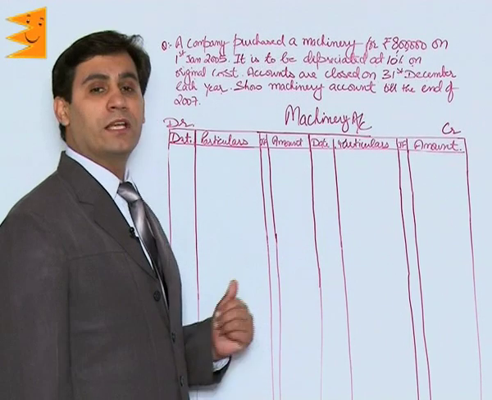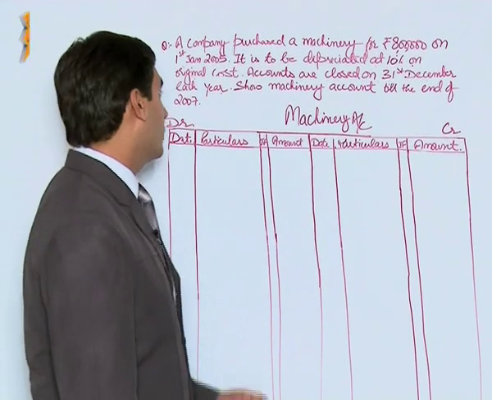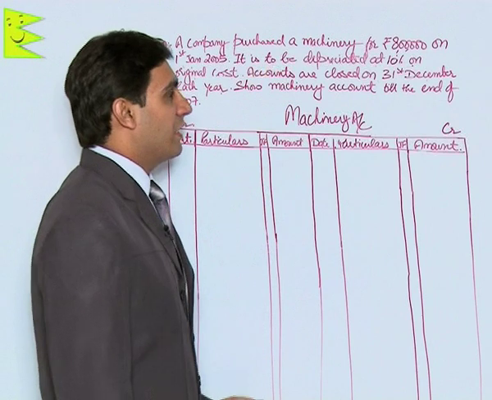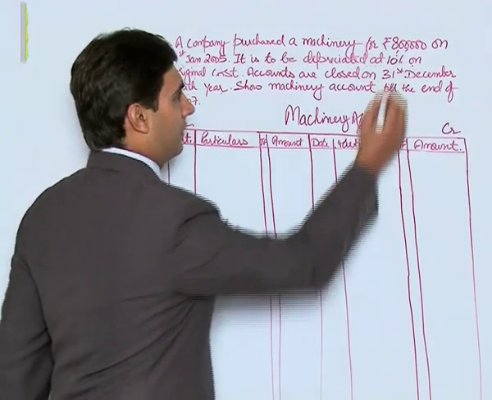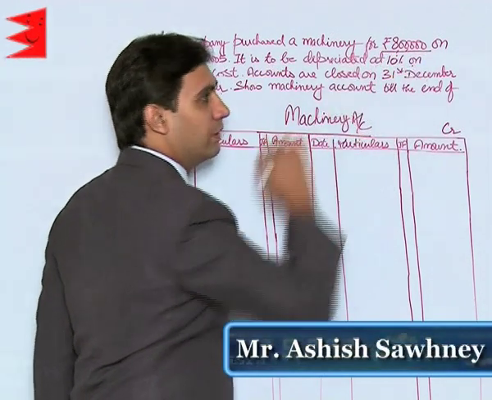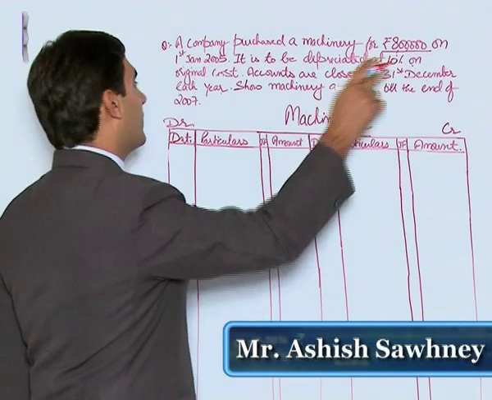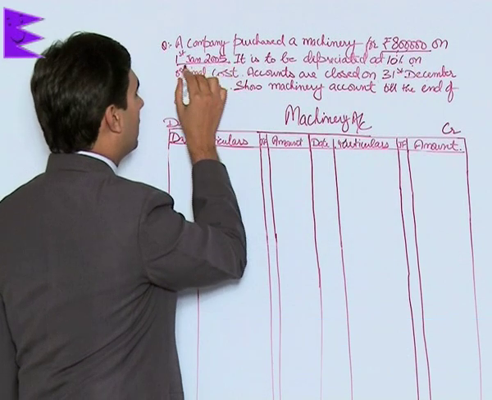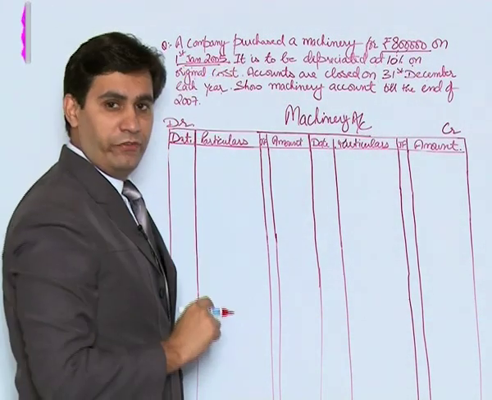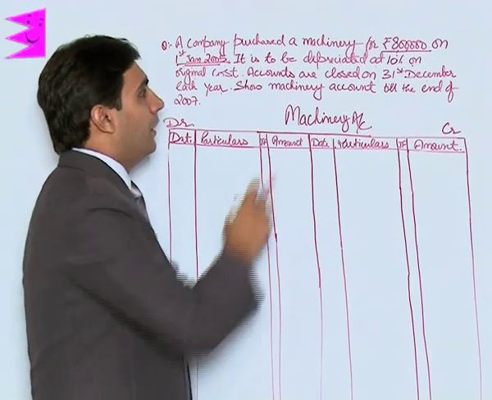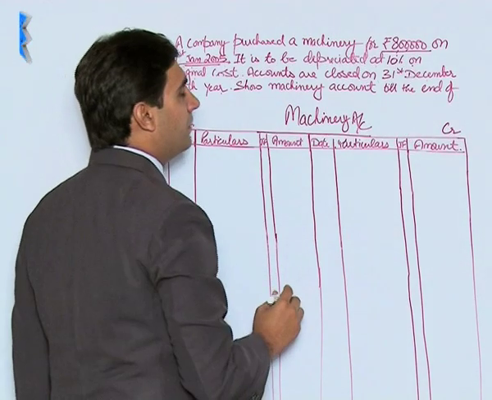Let us prepare machinery account for this question. Now this question goes as a company purchased a machinery for rupees 8 lakh. Now students, this is the cost of machinery and it was purchased on 1st January 2005. So this is the date of purchase. It is to be depreciated at 10% per annum.